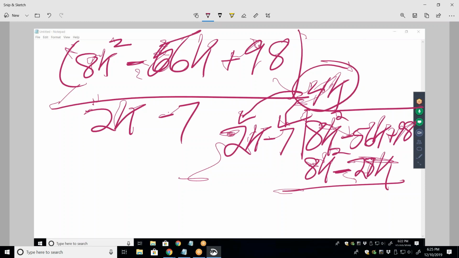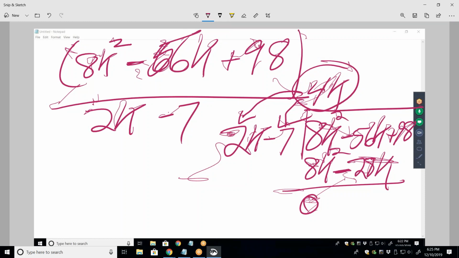What's 8k squared minus 8k squared? Anything minus itself is what? 17 minus 17 is 0. 169 minus 169 is 0. Anything minus itself is 0. So just 0.